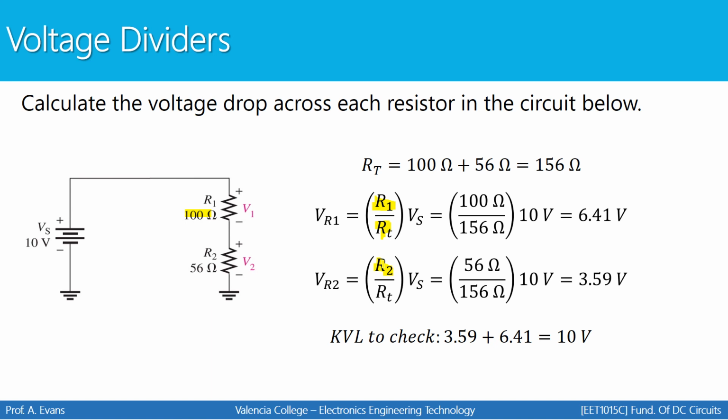Remember that we know KVL is a tool we can use. And if we use KVL, we can say that the voltage drops across these two resistors have to equal what I started with, and we can see that it does.